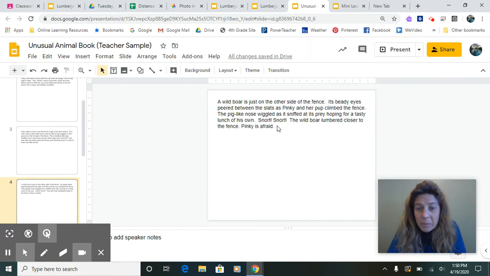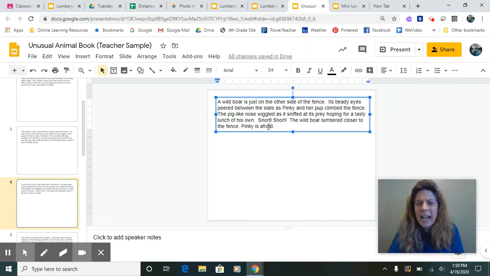So here I am in my story. And on slide 5, I had written that my character was afraid. So a wild boar is just on the other side of the fence with my pink fairy armadillo, whom I called Pinky, and she's there with her pup, and she climbed the fence, and the wild boar got closer and closer to the fence, and Pinky is afraid. Now, I told a feeling there. This is where you're starting today. You're going to find that feeling in your story, and you're going to give it a try and switch it out. Instead of saying Pinky is afraid, I'm going to replace that.